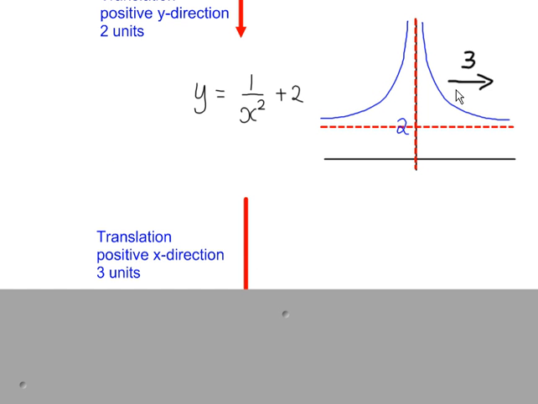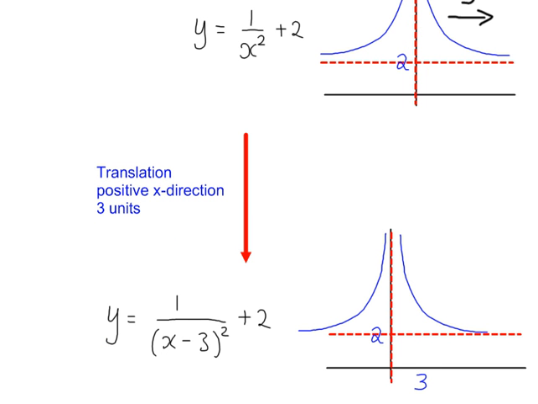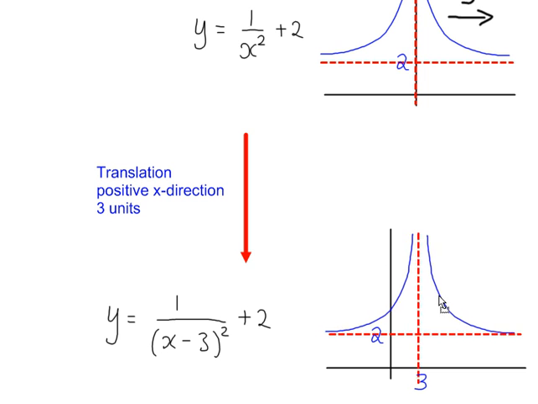Now we're going to move the graph to the right by 3 units. So translation in the positive x direction by 3 units. So we replace the x in the equation here with x minus 3, and we move the graph to the right by 3 units.